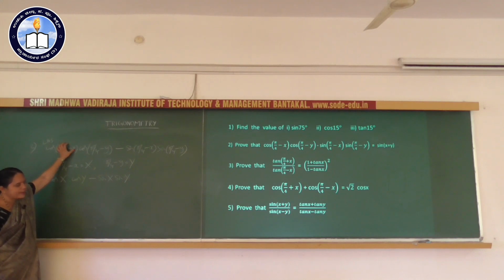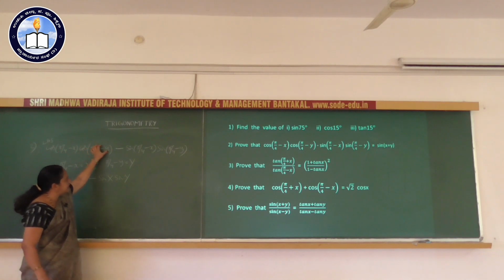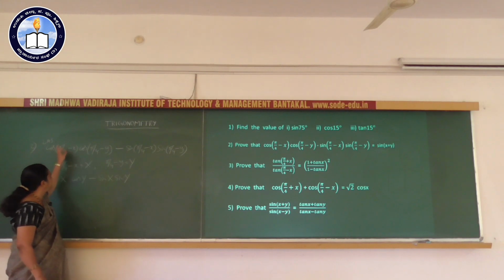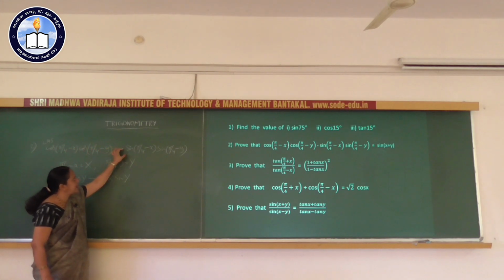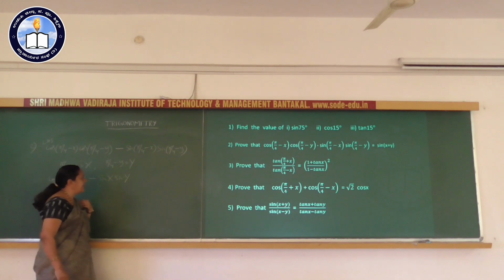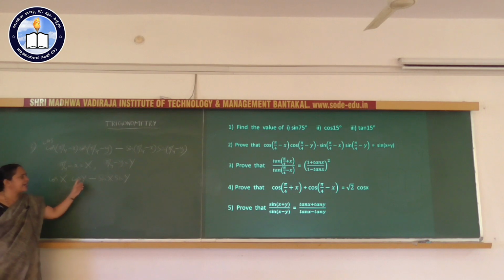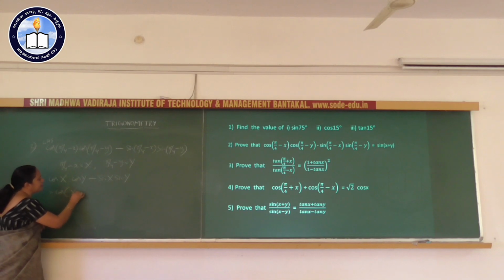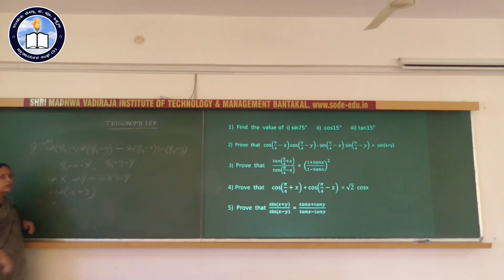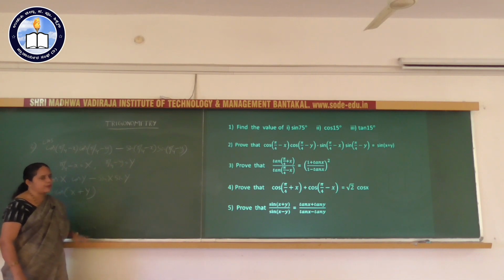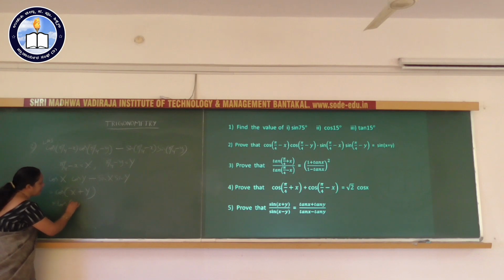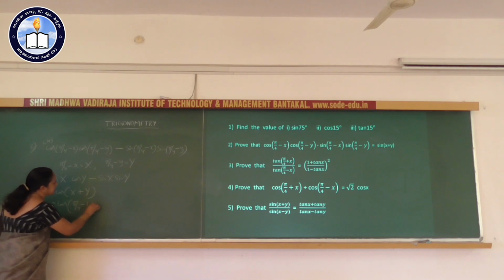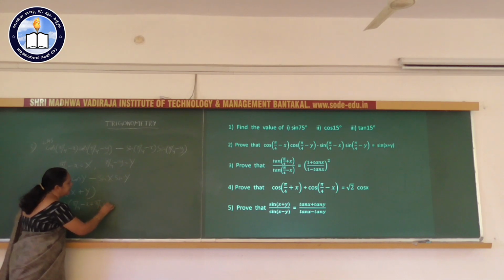Here, pi by 4 minus x is capital X, pi by 4 minus y is capital Y. So it is in the form cos x into cos y minus sin x into sin y. Now, what is cos x cos y minus sin x sin y? We know it is the formula for cos of x plus y. Now substitute x is equal to pi by 4 minus x and y is equal to pi by 4 minus y. So it is cos of pi by 4 minus x plus pi by 4 minus y.